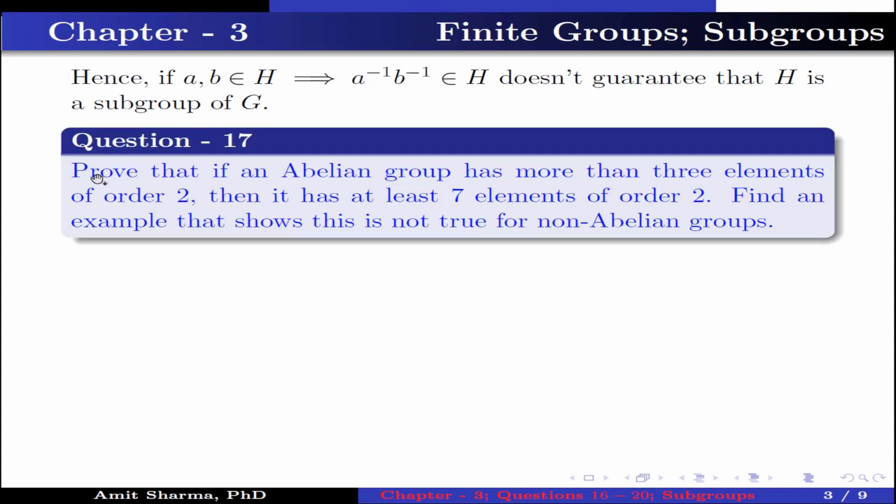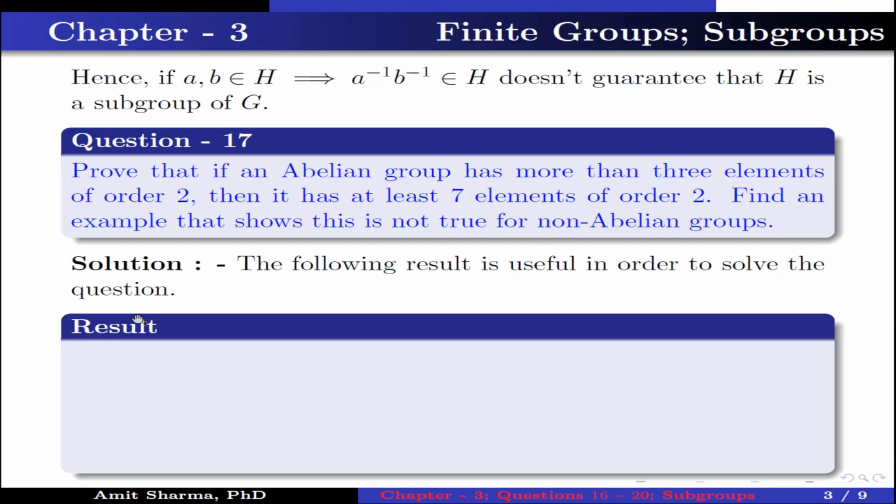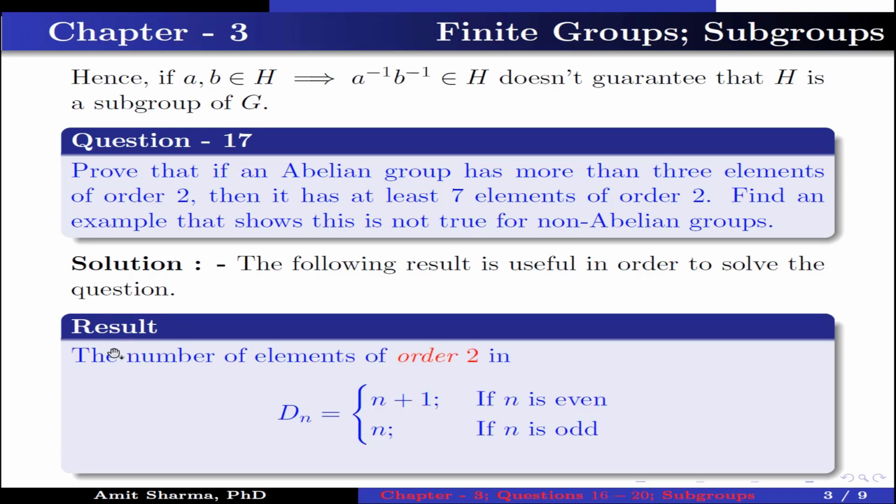Question number 17. Prove that if an abelian group has more than 3 elements of order 2, then it has at least 7 elements of order 2. Find an example that shows this is not true for a non-abelian group. The following result is very useful in order to solve the question. Result: the number of elements of order 2 in Dn is n plus 1 if n is even, n if n is odd.